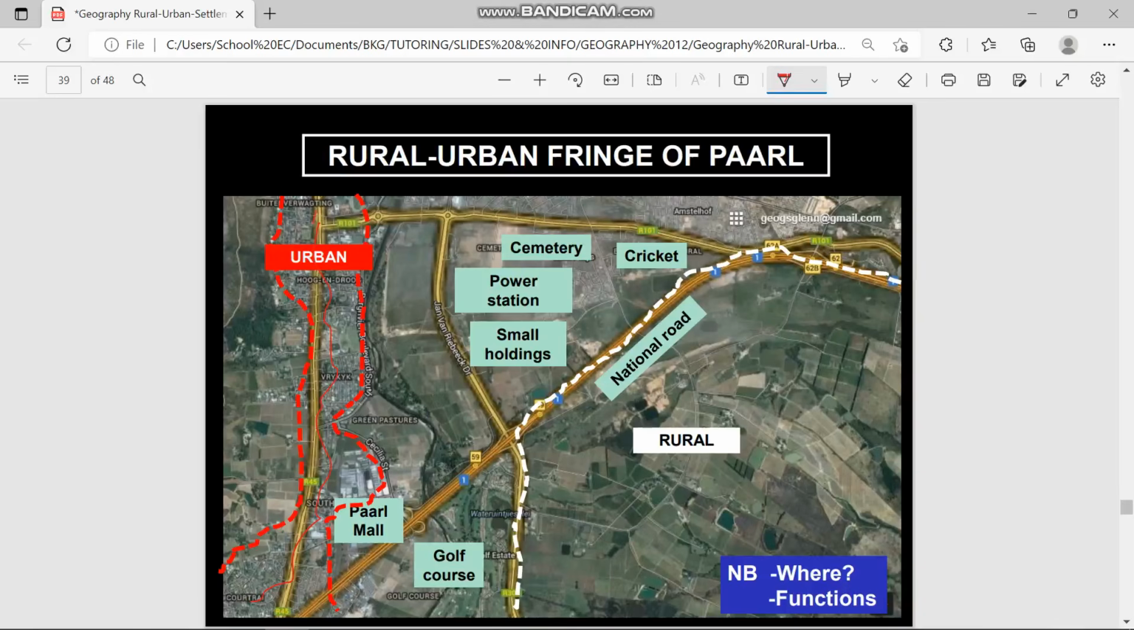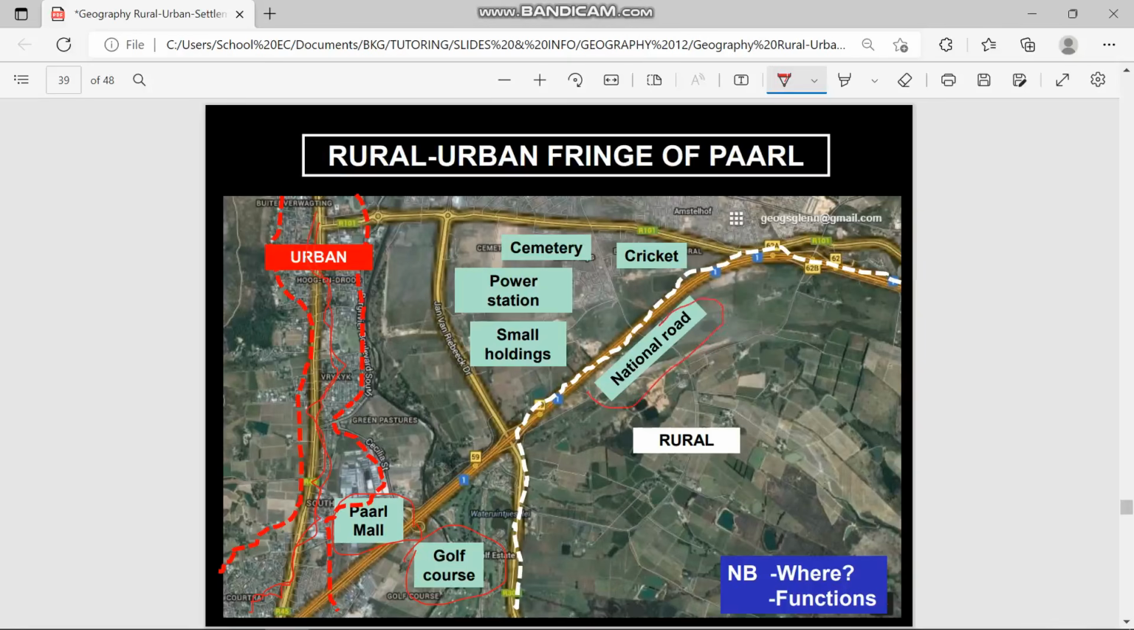This one, which I've drawn a red line on it, a red dotted line is already there. Urban area. So let's look at the urban fringe. The Palm Mall is on the urban fringe because it requires a large amount of land. The golf course requires a large amount of land. It's away. The land is cheaper.